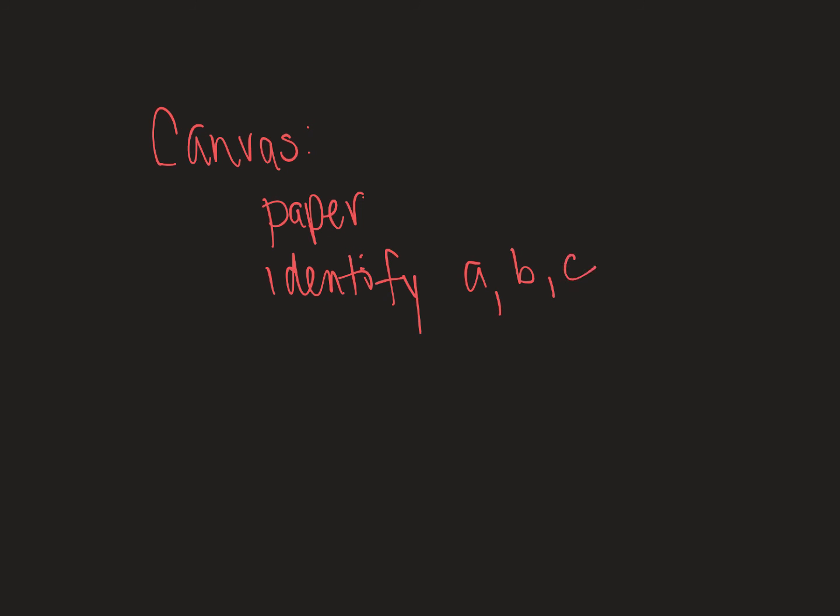All right, if you go to Canvas, you will see that in our module, there is an assignment, and you do not need to print out that assignment. You can just use a regular sheet of paper, and you are going to first make sure that you identify the A, the B, and the C for each equation. And then you are going to find the vertex.